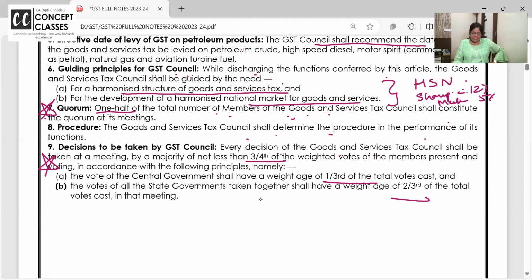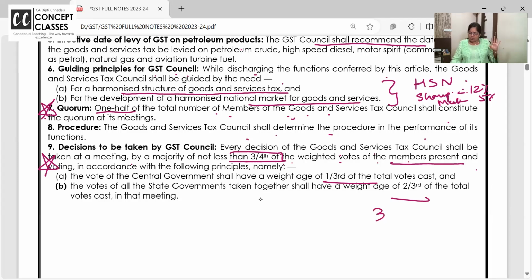Every decision of the GST Council shall be taken in a meeting by a majority vote of 3/4. 3/4 people should agree, then only that decision will come. Okay? 3/4 of the weighted vote of the members present, not the total number of members. They are not going to ask you maths. I'm just bringing you the language they can ask in MCQ. 3/4 of the members present.